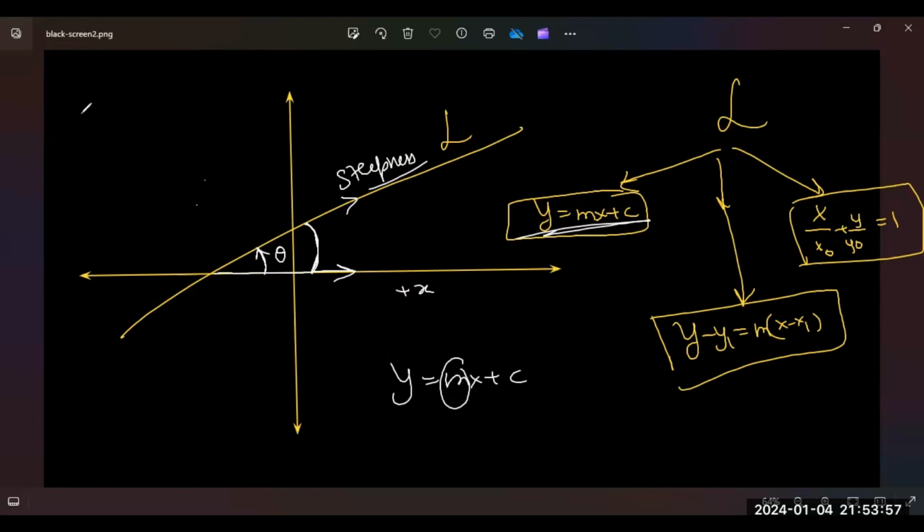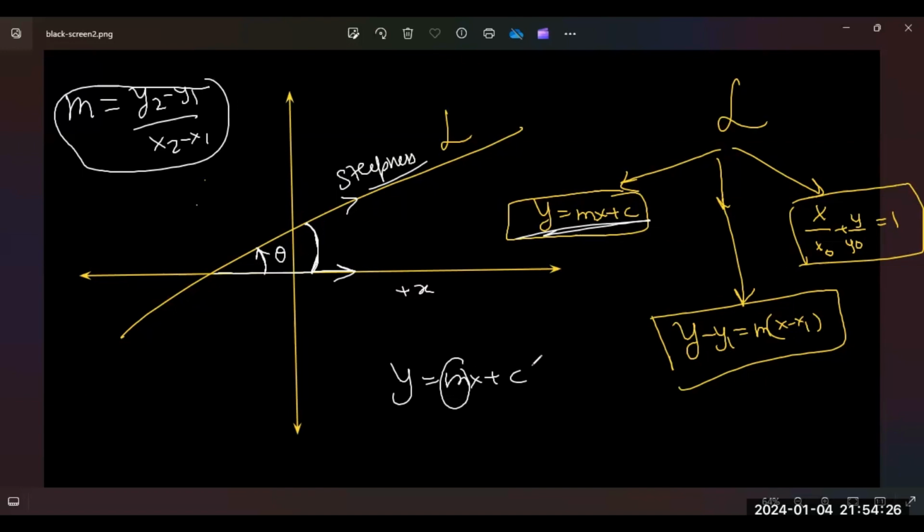What is the formula to find the slope? m is given by (y2 minus y1) by (x2 minus x1). That's it. y2 minus y1 divided by x2 minus x1. Take the difference in the y coordinates, take the difference in the x coordinates. You will find the slope.